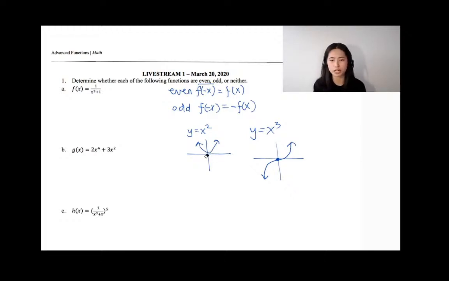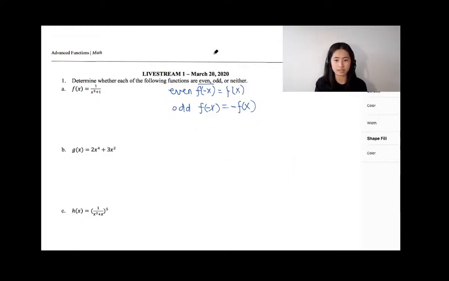Okay, so hopefully that was clear. For these 3 questions, A, B, C, all you have to do is evaluate whether you're going to have f of x as a result, which is the exact same thing as your function, versus if you can take out the negative sign and then you're going to have your function, f of x. And if it's neither, that means it's not going to be either of the two.